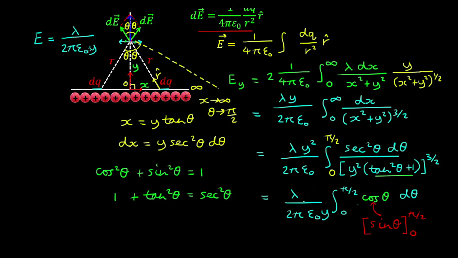So remember, with a point charge, the strength of the electric field was inversely proportional to the squared distance. But now with an infinite wire, it's inversely proportional to the vertical distance from the wire. And the direction of this electric field is in the vertical direction. So recalling the symmetry of the problem.